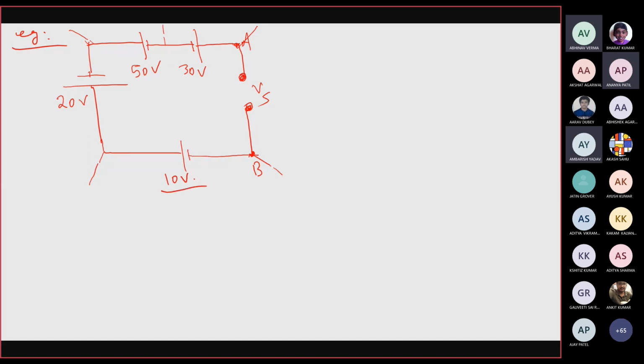So tell me, what will be the value of this Vs? Sir, it's 0. How much? Sir, 30 volt. One answer is 60, another one is 30 volt. Okay, let us see. So suppose we start from here. Sir, it's 30. Okay, let us see it.